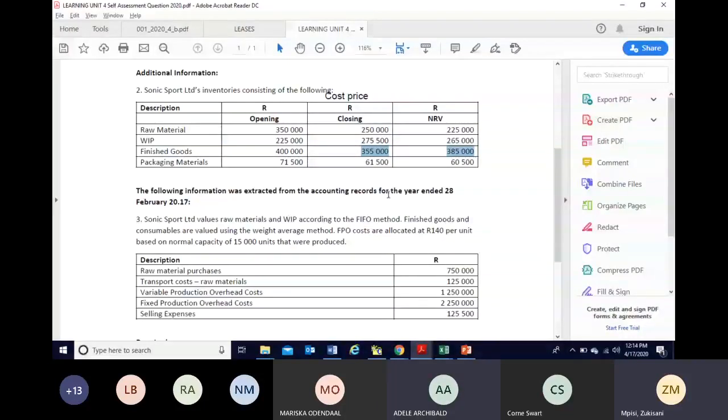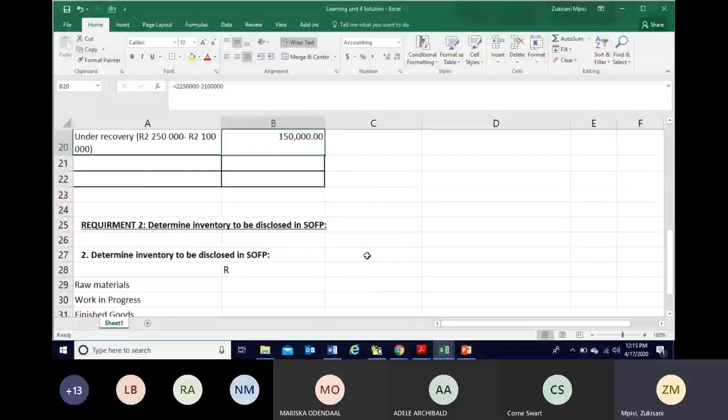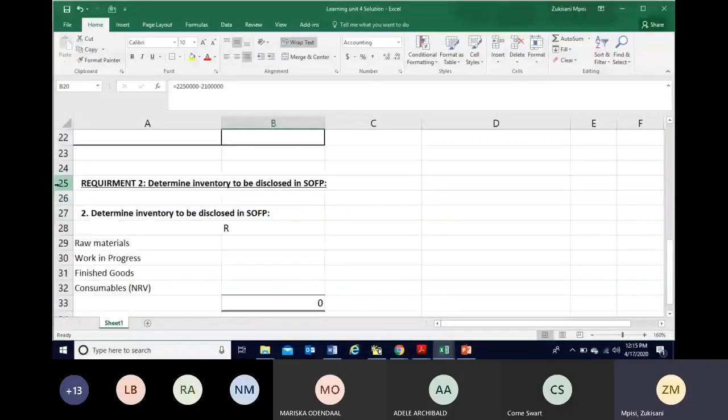But now we come here and we look at something called packaging materials. Packaging materials, one can assume when they are saying finished goods and consumables, they are referring to packaging materials. Packaging material closing cost is 61,500, NRV is 60,500. So this simply means that there is a write down that you have to be doing here. So how do you do the write down?